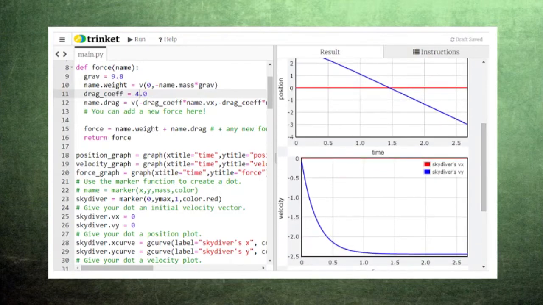We call this final value the terminal speed. In this case, the skydiver's terminal speed is about 2.5. Terminal speed is an important concept in aerodynamics and depends on the drag coefficient and the weight of the skydiver.